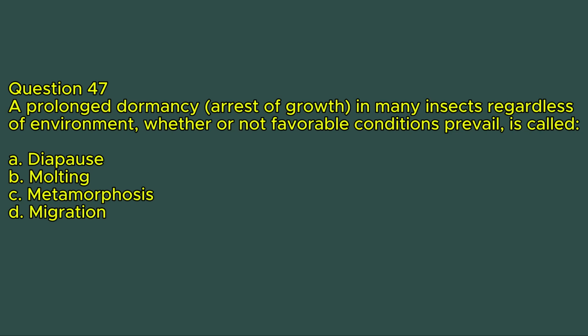Question 47. The prolonged dormancy arrest of growth in many insects, regardless of environment, whether or not favorable conditions prevail, is called A. diapause, B. molting, C. metamorphosis, D. migration.